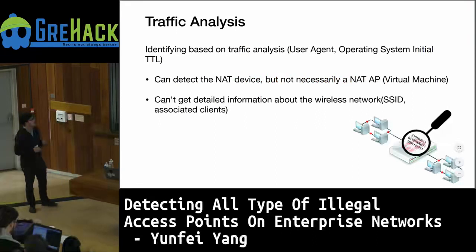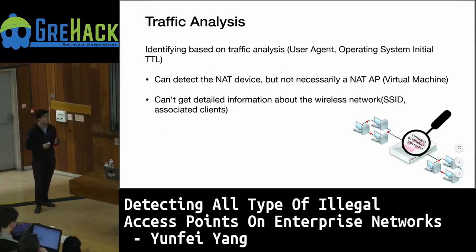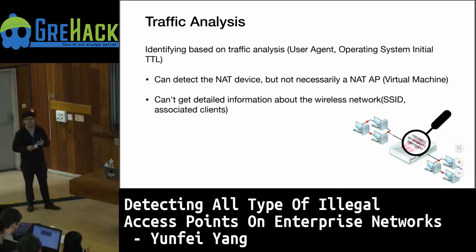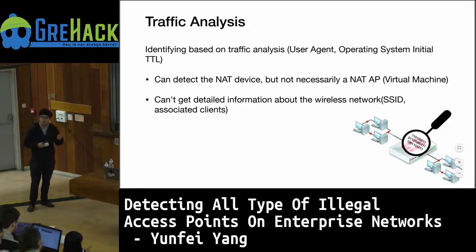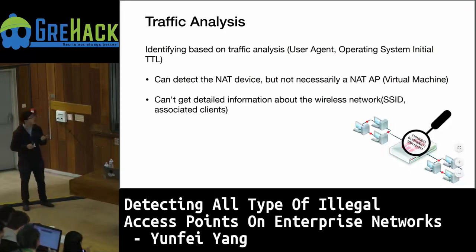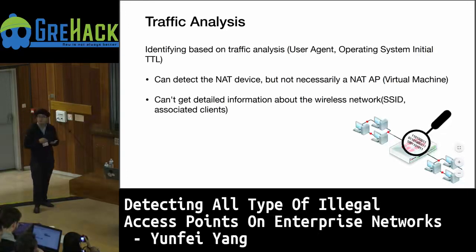Identifying based on the traffic analysis. If you find many different user agents and different operating system initial TTL values from the same host, then we can determine it may be a NAT device. I admit that this method is effective, but it can only detect the NAT device, and they are not necessarily the NAT access point, because the NAT network may be created or used by a virtual machine.